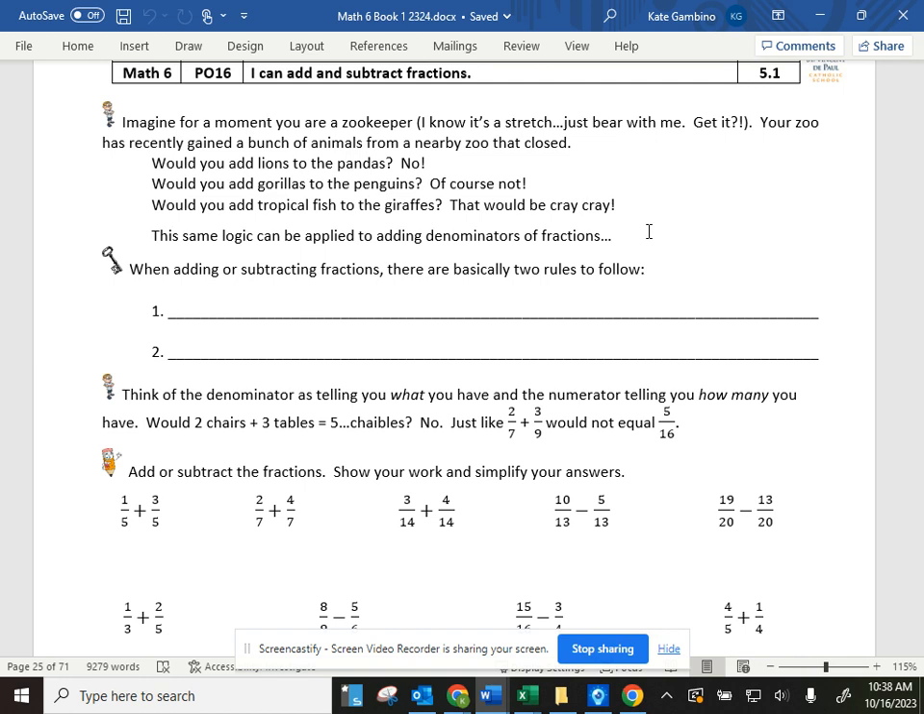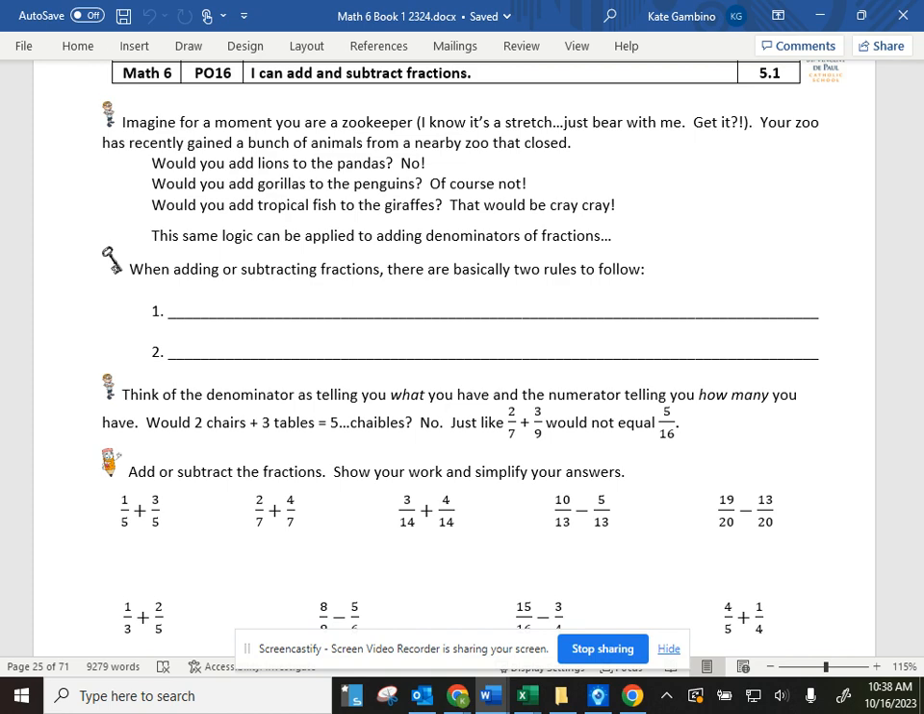Would you add gorillas to the penguins? Of course not. Would you add tropical fish to the giraffes? Well, that would just be cray-cray. The same logic can be applied to adding denominators of fractions. So if you think about the zoo, you want to add lions to lions, pandas to pandas. With denominators, you want to add the same denominators.